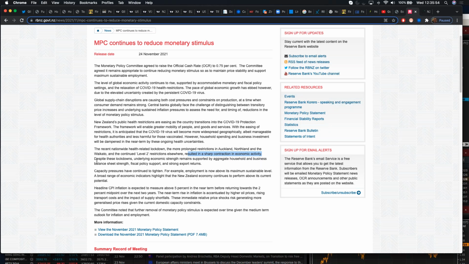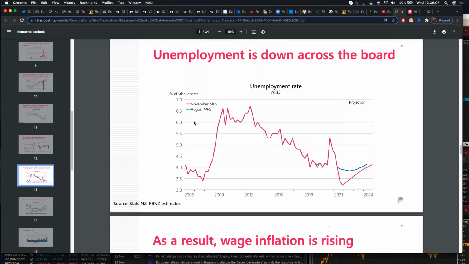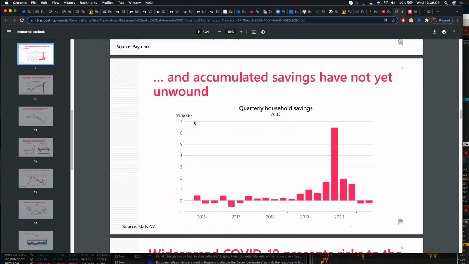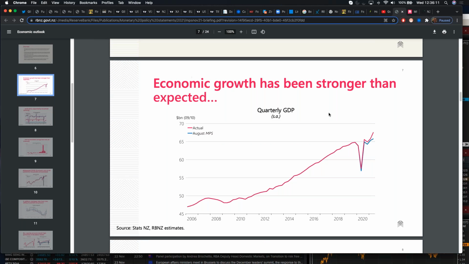And notice how they say, despite these lockdowns, underlying economic strength remains supported by aggregate household and business balance sheet strength, fiscal policy support, and strong export returns. So if you take a look at the data, you can see that economic growth is being revised up. These are the RBNZ's figures.